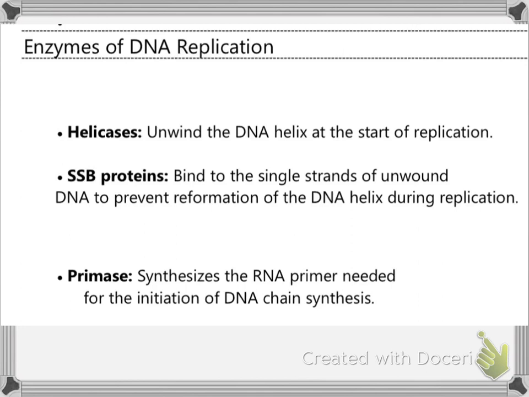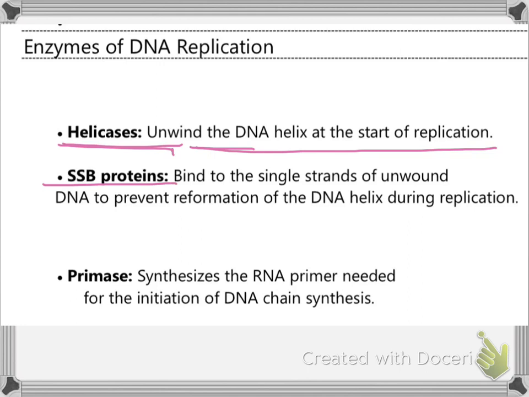Now let us discuss the enzymes used in DNA replication. First one is helicases. Helicases are the enzymes which unwind the DNA helix at the start of replication. That is, at the origin of replication, or oriC, the helicase binds and unwinds the DNA.